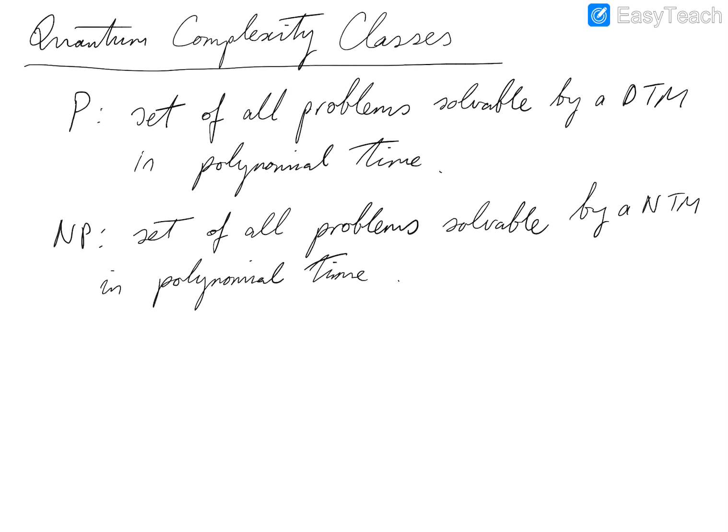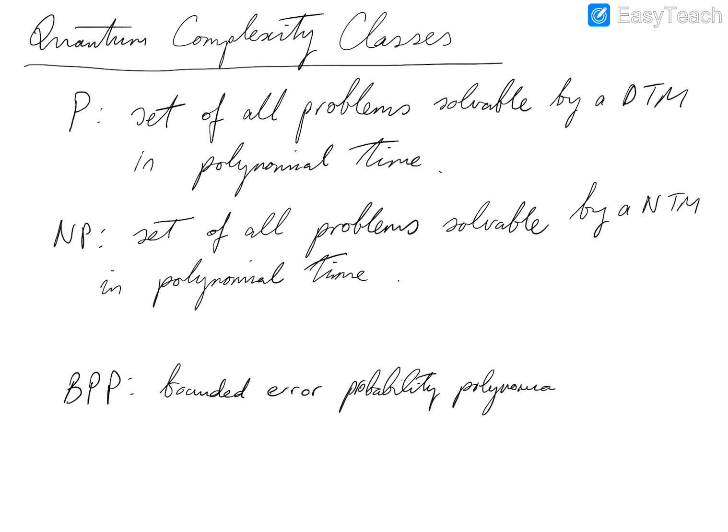So there are a couple more complexity classes concerning probabilistic Turing machines. In order to understand the complexity classes of quantum Turing machines, I think it's better to mention the complexity classes for probabilistic Turing machines. So the first class is called BPP, also known as bounded error probability polynomial time. This is the set of all problems solvable by probabilistic Turing machines in polynomial time, with the possibility of some errors.